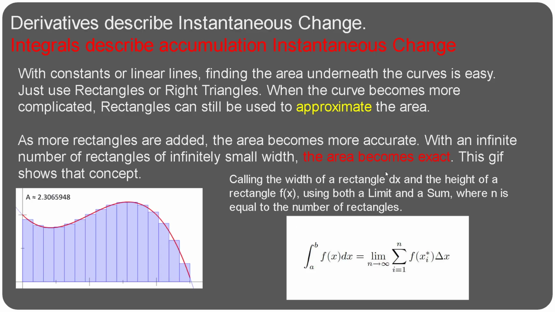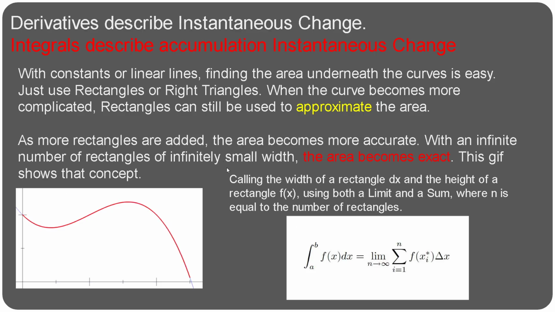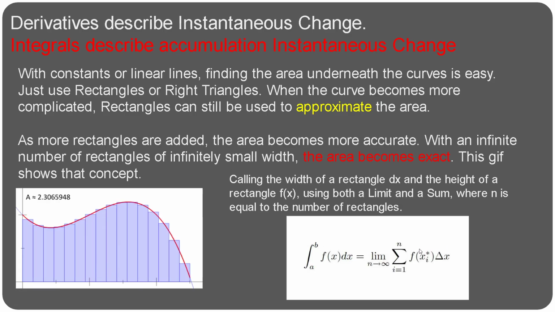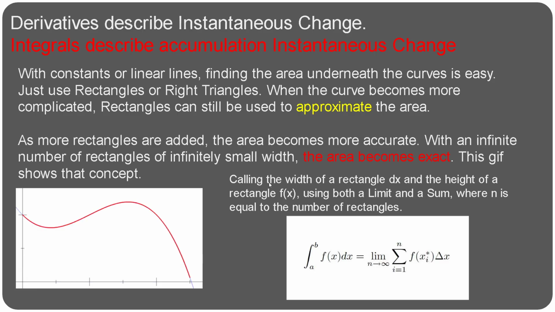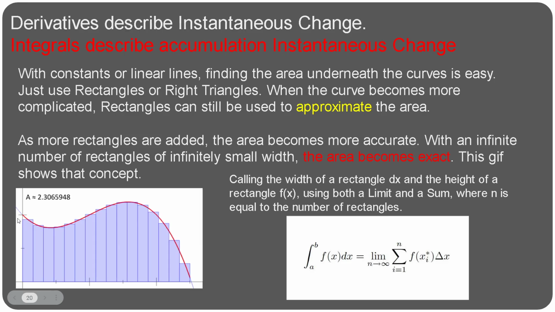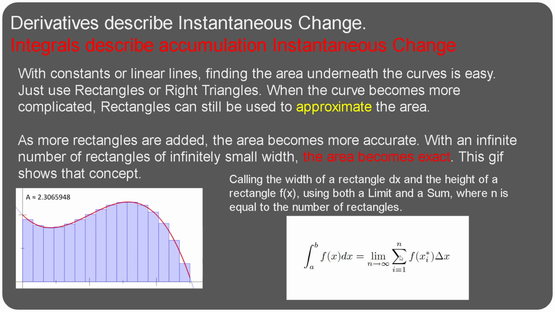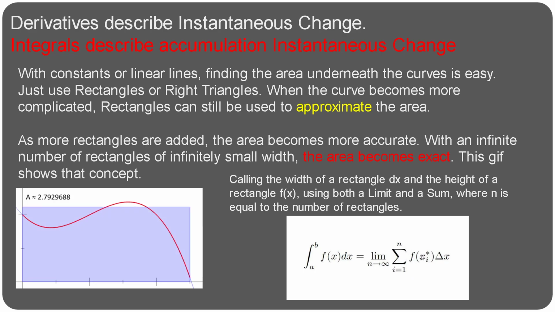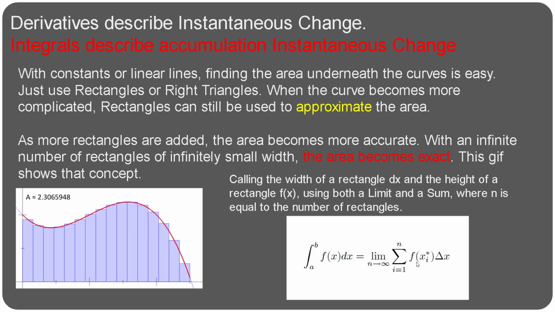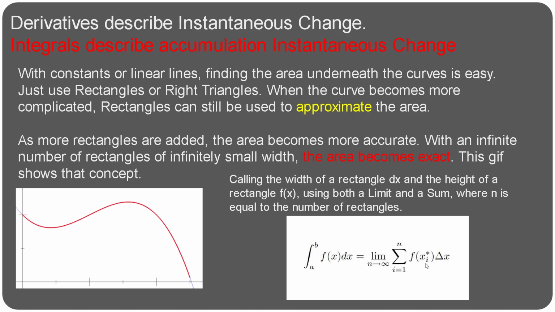So just like we did with the derivative, we're going to call the width of the rectangle, so this distance, let's call it dx or delta x. And the height of the rectangle is just given by f of x. It's the height of the function. So using a limit and a sum, where n is equal to the number of rectangles, you can add up an infinite amount of rectangles given by the area, which is literally just width, which is right here, times height, or length, which is right here.